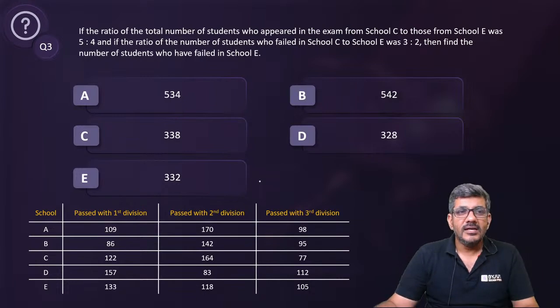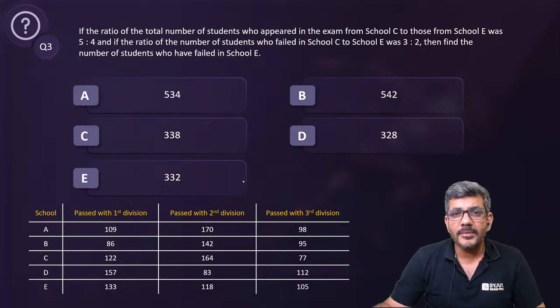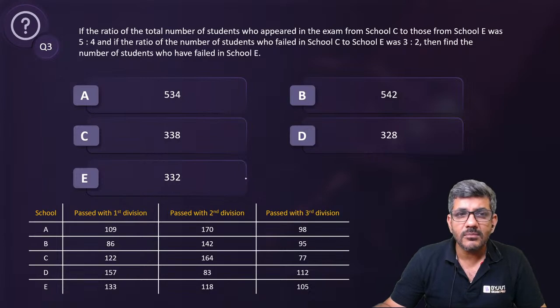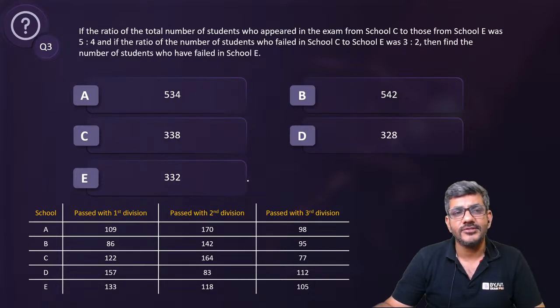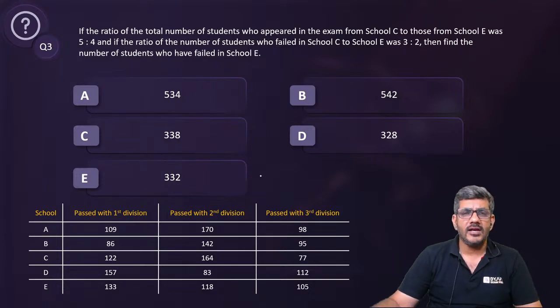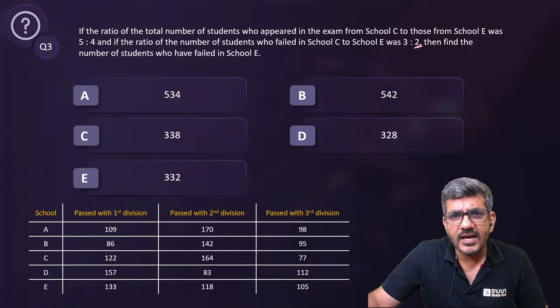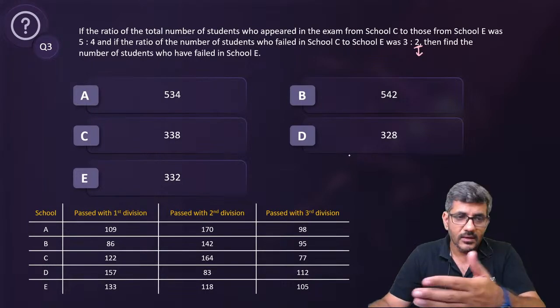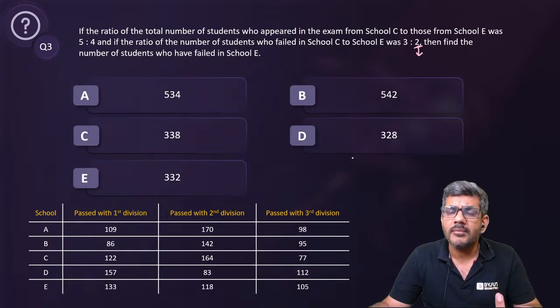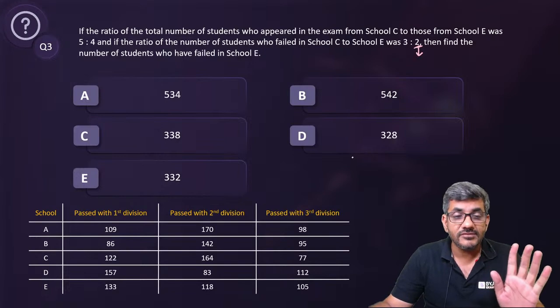Chaliye. It says the ratio of the total number of students who appeared in C to E is 5 is to 4 and the number of students who failed in C to E are 3 is to 2. Find the number of students who have failed in E. Once again, I would have done that. कि failed का ratio 3 is to 2 है तो E में जितने fail हुए that should be a multiple of 2. All of them are multiples of 2. तो मेरे काम नहीं आ रहा है वो कहीं पर. Otherwise, I would have checked that.